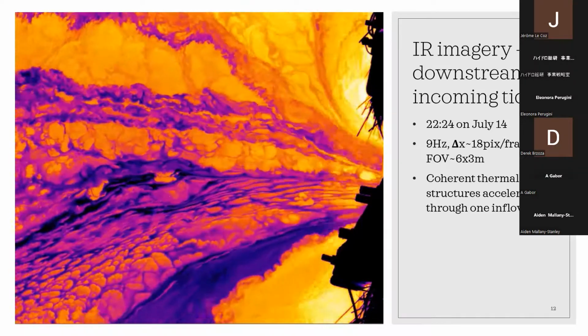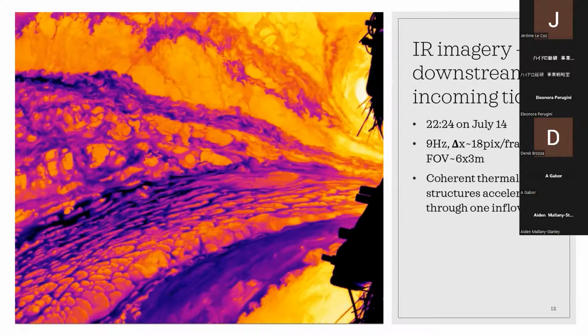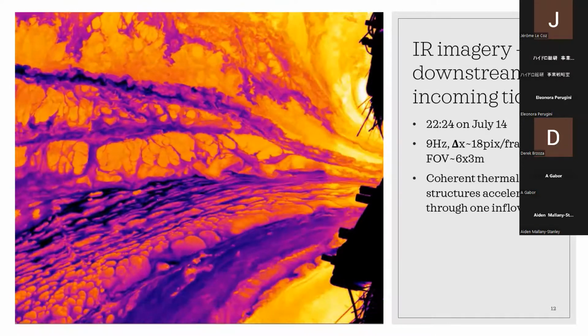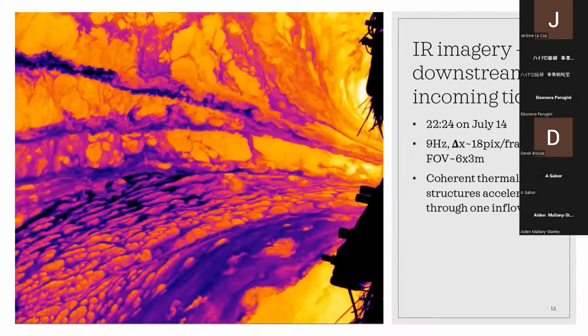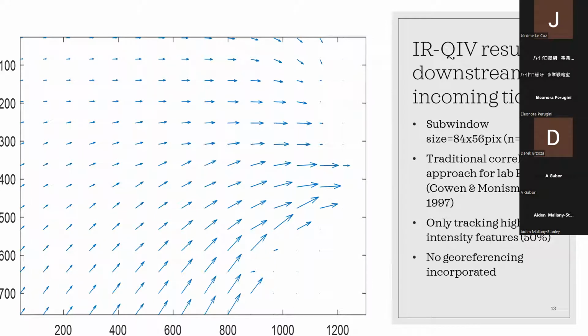We're just beginning analysis here. We just collected this data in July, but I wanted to run it through a very lab-scale PIV algorithm that was not even really modified for this, just to see what we get as a first pass. This is the vector field that I got from the lab PIV code that we use in class, and it looks pretty good. This is just a correlation approach, only tracking high intensity features, so basically only looking at half of the data, with no georeferencing incorporated.